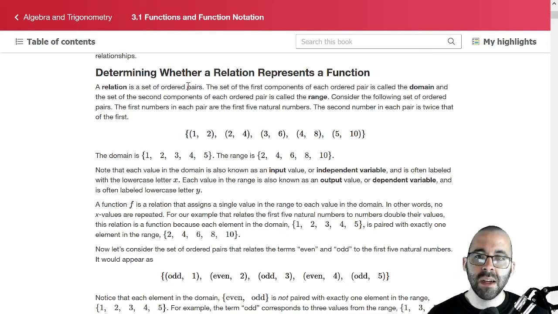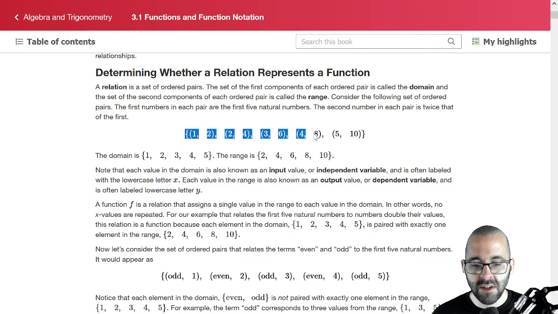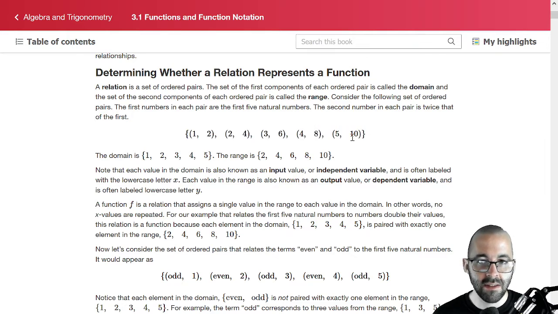But sometimes maybe it's not infinitely many points. Maybe it's only a finite number of points. So here is a relation. This relation has 5 points in it. Not infinitely many, only 5 points. And there's a domain and a range. So those are the next definitions.